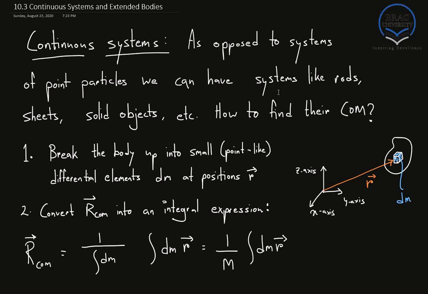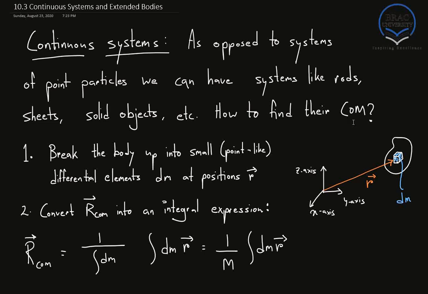In the previous video, we talked about the center of mass of a system of n massive point particles. In the real world, and especially in this course, we will have systems like rods, sheets or solid objects. These things are not just a collection of point particles, but some continuous system, right? The question is, how do we find their center of mass?